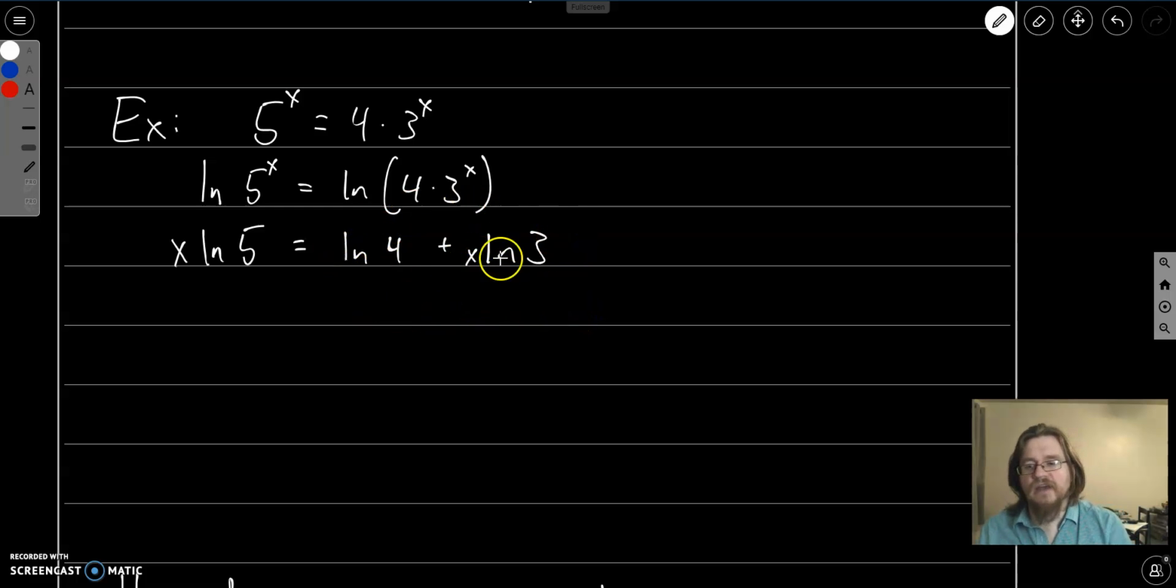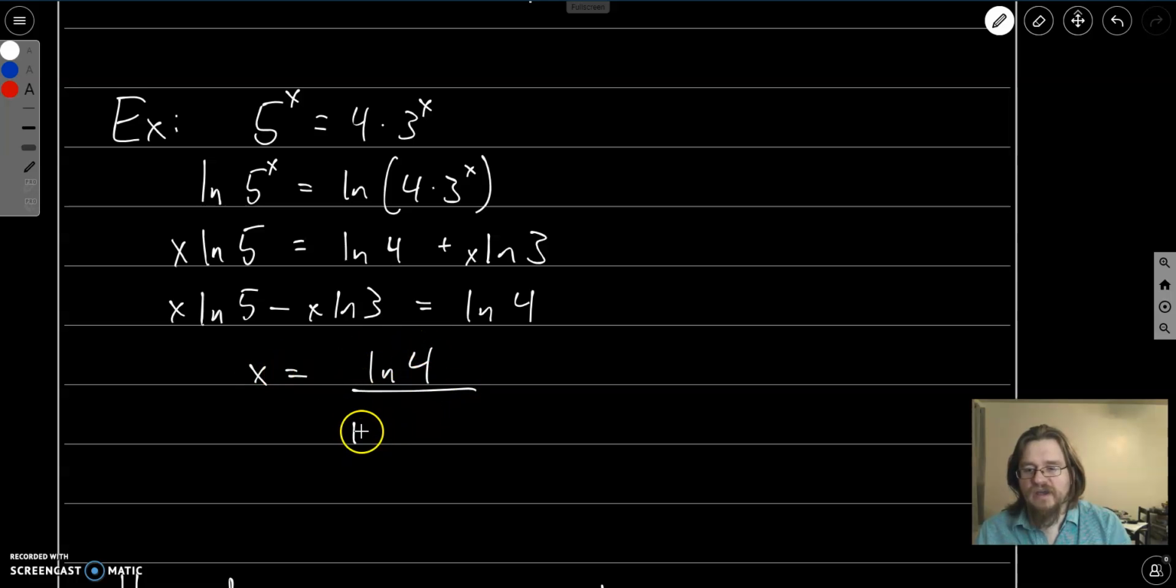So now we need to solve for x, and we'll move this to the other side. So we've got x natural log of 5 minus x natural log of 3 is equal to the natural log of 4. And pulling out the x and then dividing, we get x is going to be equal to the natural log of 4 divided by the natural log of 5 minus the natural log of 3. We could pull this into one logarithm if we want, but if we're typing this into a calculator at the end, it's not a big deal.